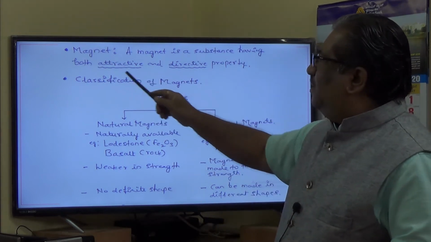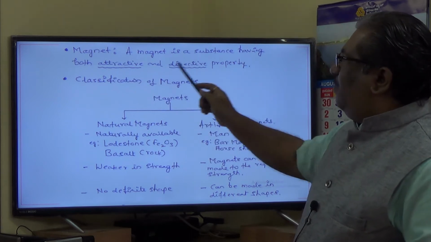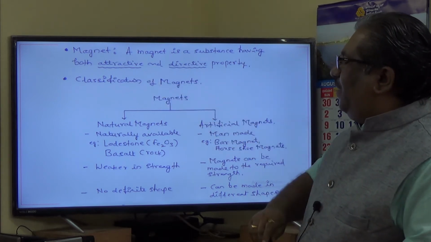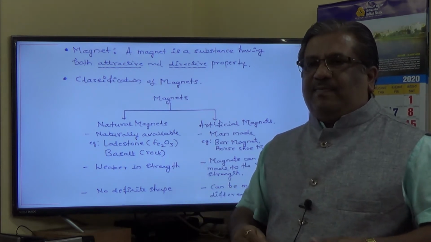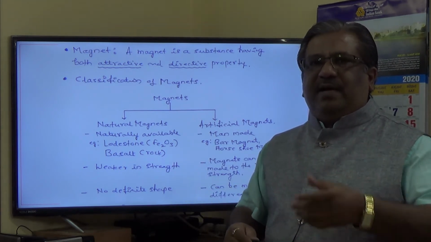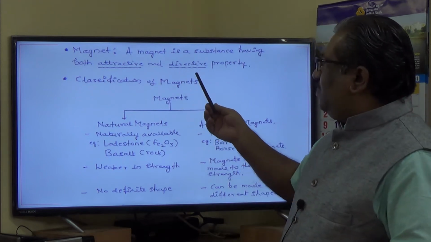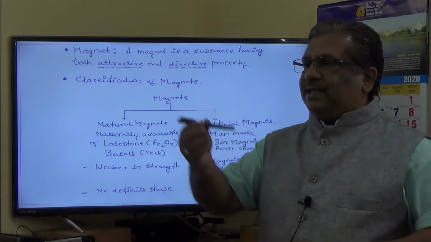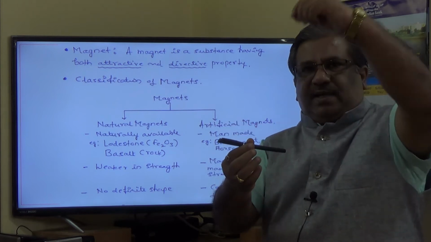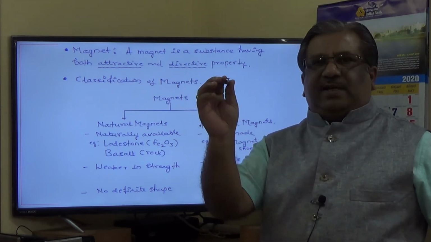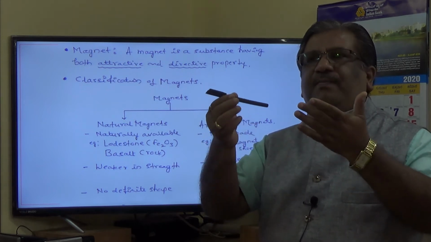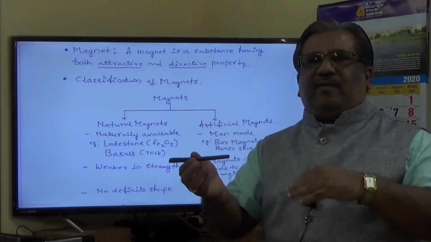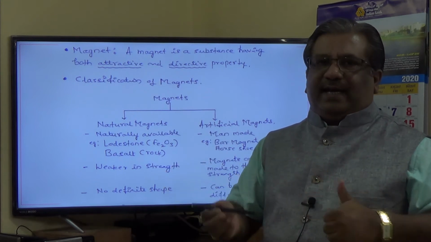What is a magnet? A magnet is a substance having both attractive and directive property. It will attract the magnetic substances. For example, if iron nail is brought near the magnet, it will attract. Also, it has got a directive property. If I suspend a bar magnet freely with a silk thread, it will point towards the north, or the magnet will stand in the direction of geographical north and south directions.